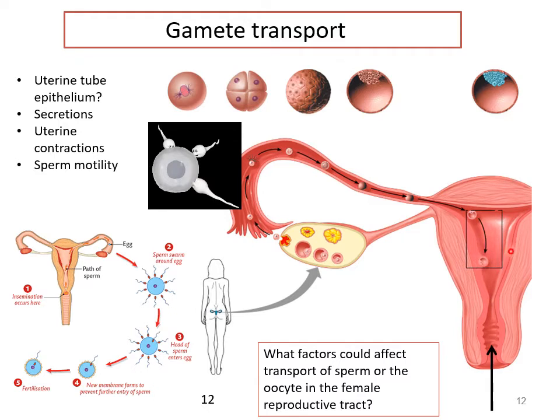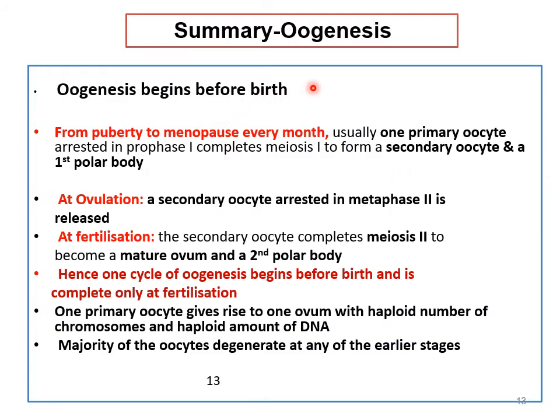Okay, so what factors could affect this transport in the tract? Obviously, first the tubes must remain open. If there is a narrow fibrous tube, nothing will move. Then the ciliated epithelium must be intact, secretions must be adequate, the sperm should be normal, and motility and contractions should be normal, etc. Okay, so summary of oogenesis: it begins before birth, and then continues from puberty to menopause.